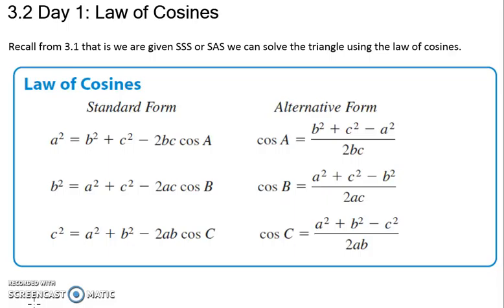On the screen right now you see three standard forms of the law of cosines and then an alternative form that has been solved for the cosine of A. If we're trying to solve for a side, we want to use the standard form. If we're trying to solve for an angle, we're going to use that alternative form.